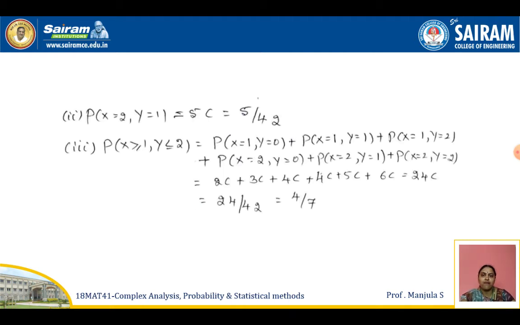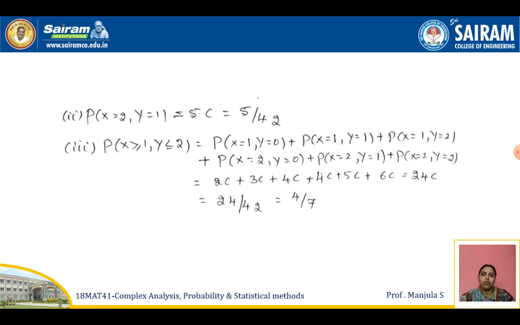After getting the C value, next we'll find the probability under different conditions. The first condition is the probability of x equals 2, y equals 1. From the table, x equals 2, y equals 1 gives 5C. With C equal to 1 by 42, it means 5 by 42 will be the required value.